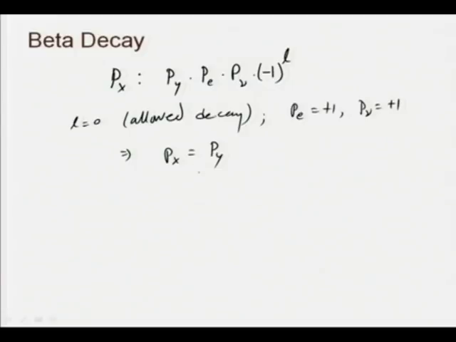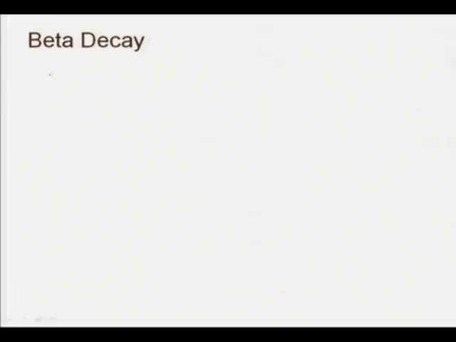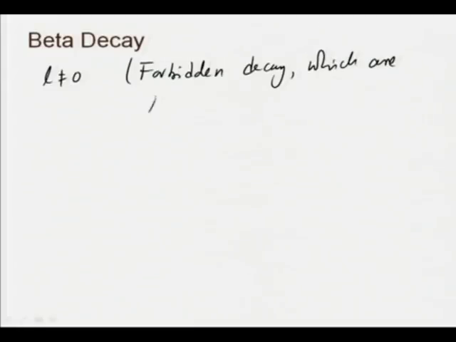Okay. So, that is one thing. Let us see what happens when L is not equal to 0. L not equal to 0 are called forbidden decay, which are less likely. The probability for that to happen is smaller, less likely than the allowed ones, much less than allowed decays.